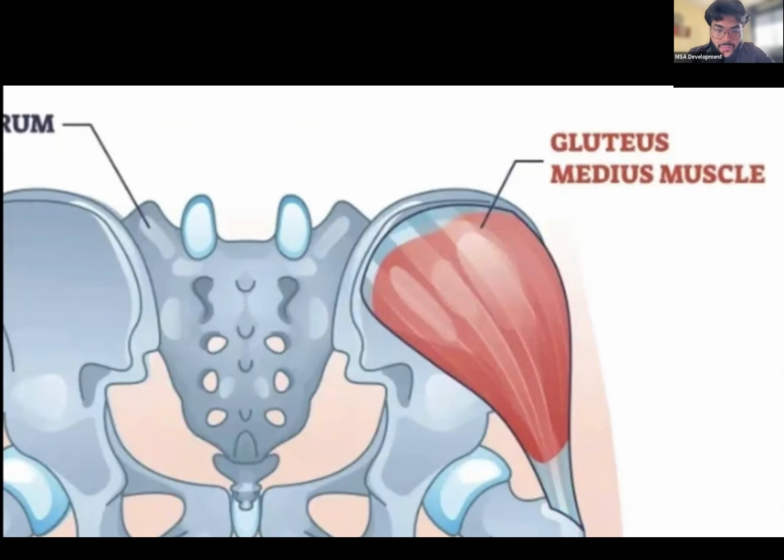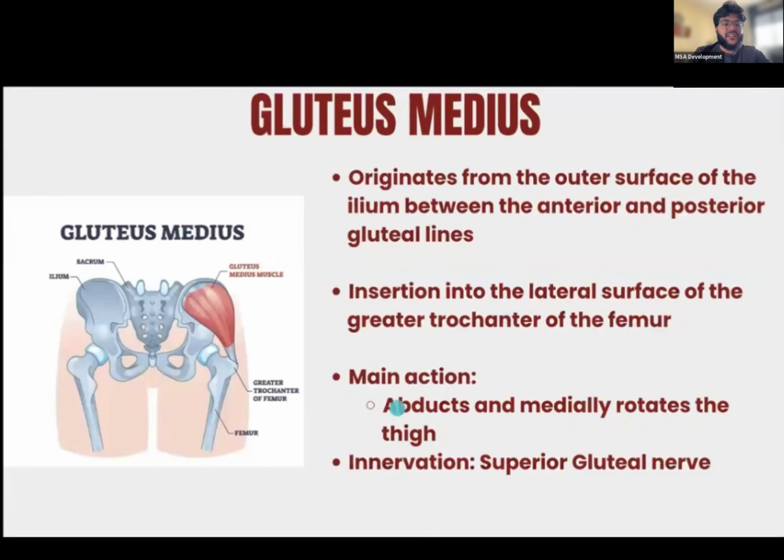The gluteus maximus laterally rotates, and the gluteus medius medially rotates the thigh. The innervation for the gluteus medius is different as well. The maximus is innervated by the inferior gluteal nerve, and the medius is innervated by the superior gluteal nerve.